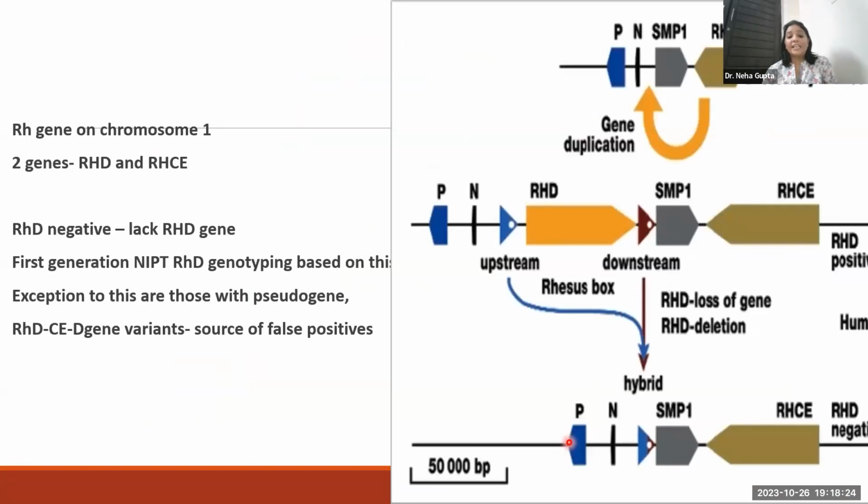Now, the Rh gene is present on chromosome 1. It has 2 genes, that is the RhD gene and the RhCE gene. So the basis of this test is that if the RhD gene is absent, the patient will be RhD negative. So this is the basis of the first generation NIPT RhD genotyping. But the exceptions are the variants where the patients may have pseudogenes or hybrid genes, and these could be a source of false positives.